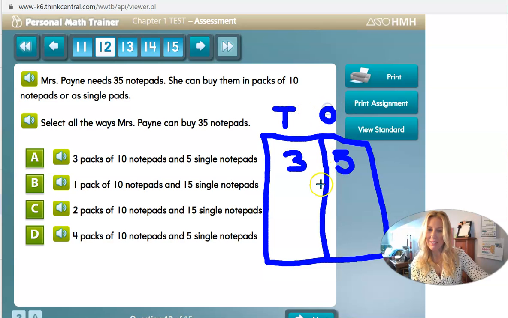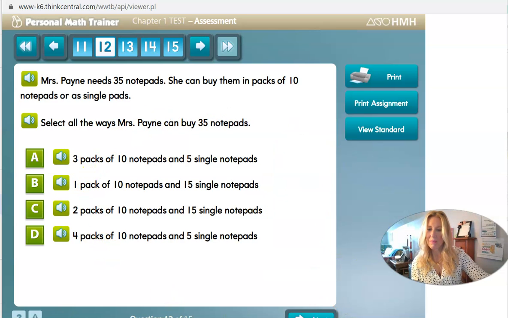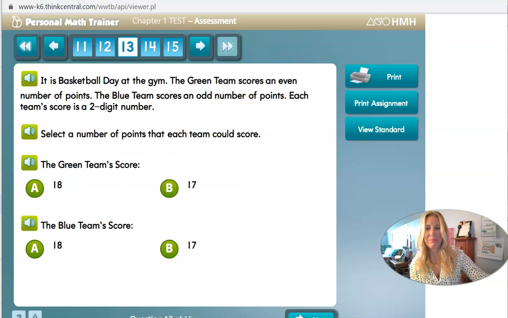Then what's the next way I did it? Remember, I could also make it with 2 10s, but then how many 1s would I have? Because it has to stay at 35 no matter what. That's your hint.